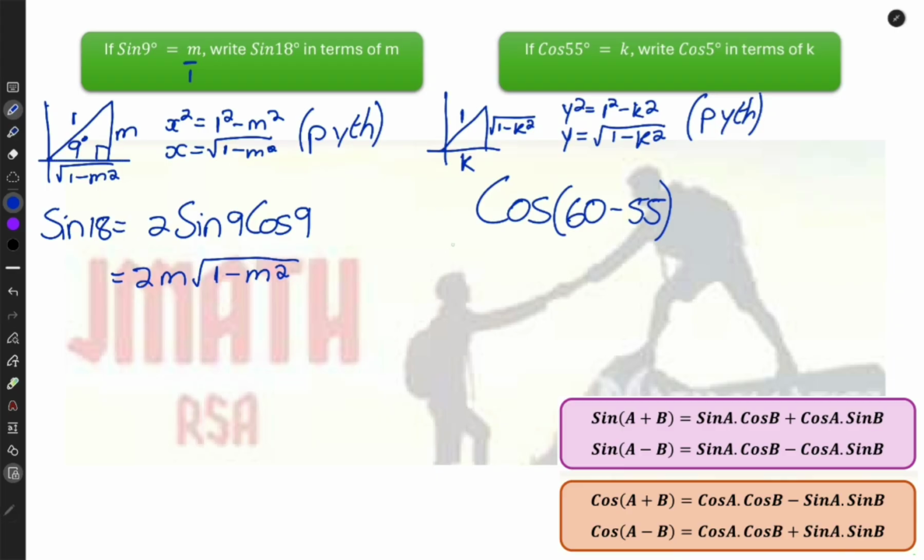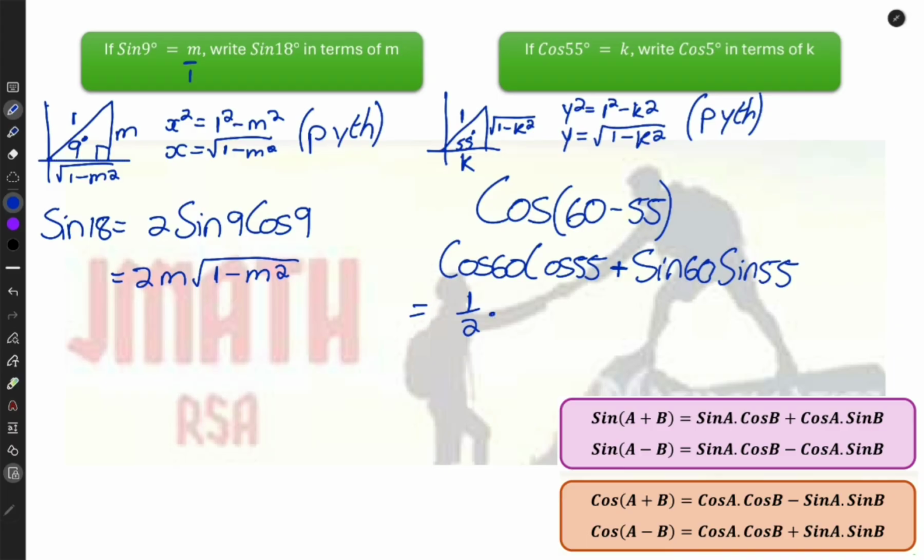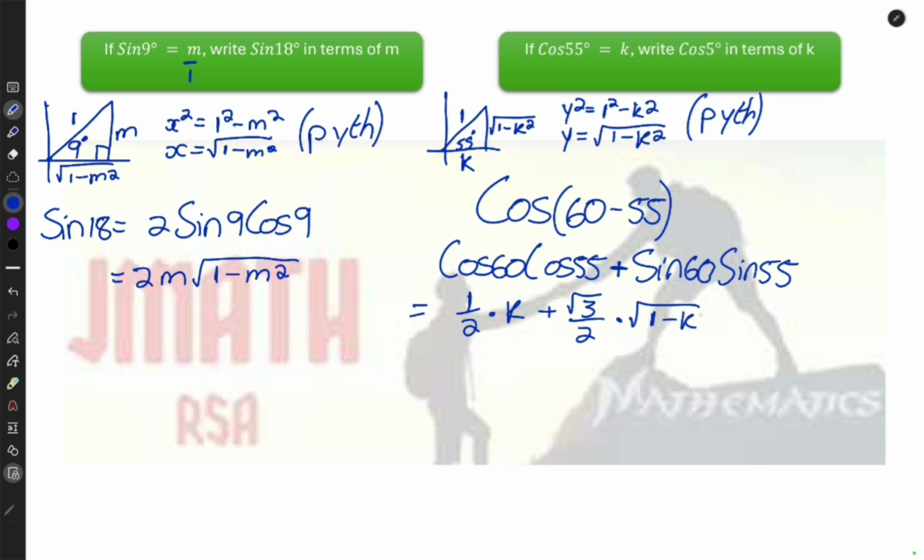Now I can just go and say this is the cos rule. So it's cos 60 cos 55. Because it is the cos rule, or the cos compound, it must change to a plus, and then sine 60 sine 55. Okay, so now in my bracket, this was the 55-degree bracket, so I can now just use that and special angles. So cos 60 is just a half, but cos 55 would be k, sine 60 would be root 3 over 2, and then sine 55 would be that root there, the square root of 1 minus k squared. For the final answer, I can just use the LCD. This is going to be a 2, so it's k plus root 3 times the square root of 1 minus k squared.